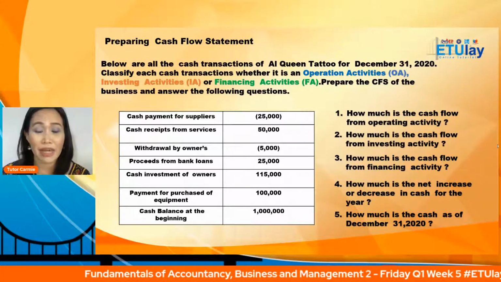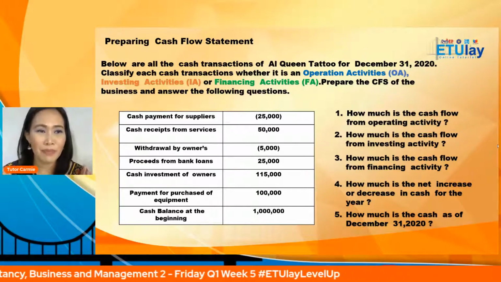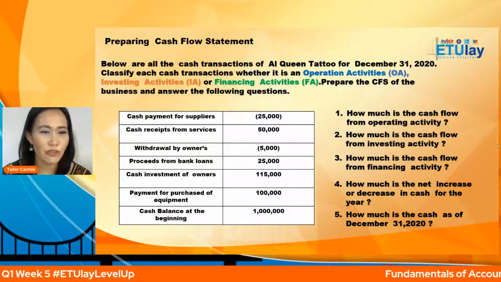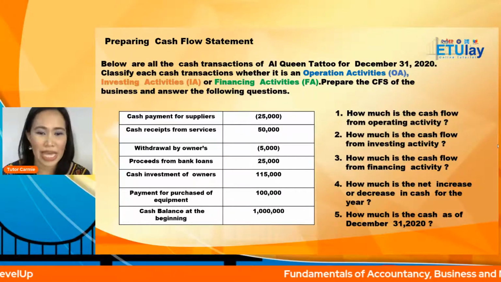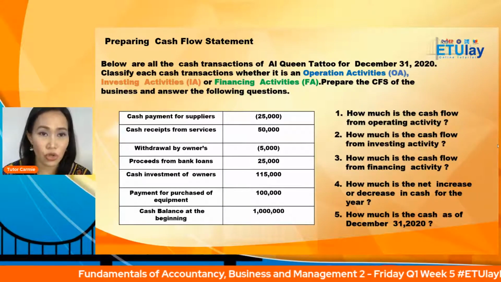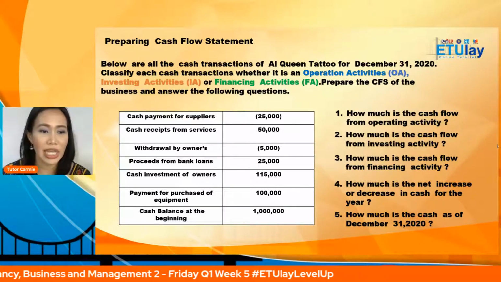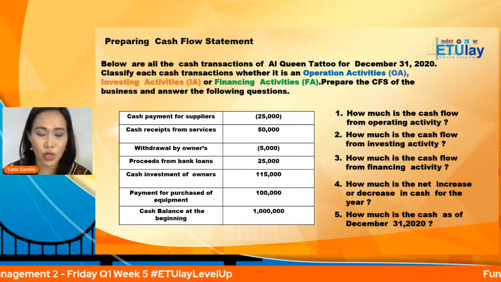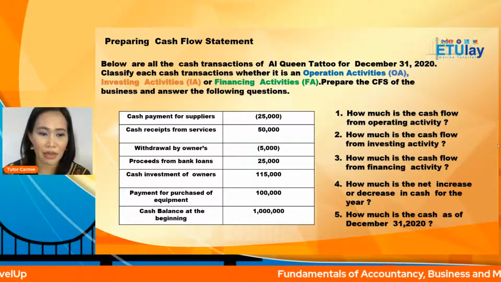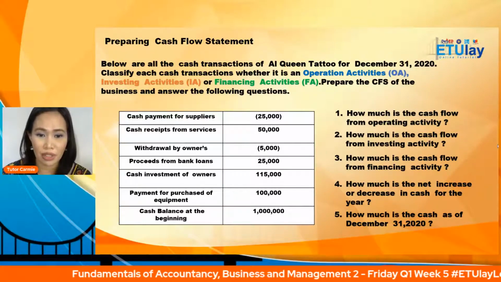So, ito po yung ating mga given. Okay? Okay, para po makapag-prepare tayo ng cash flow ng Alquin Tattoo. So, cash payment for suppliers, we have 25,000. Cash receipt from services, 50,000. Withdrawal by owners, that is 5,000. Proceeds from bank loans, 25,000. Cash investment of owners is 115,000. Payment for purchase of equipment, 100,000. Balance at the beginning is 1 million.